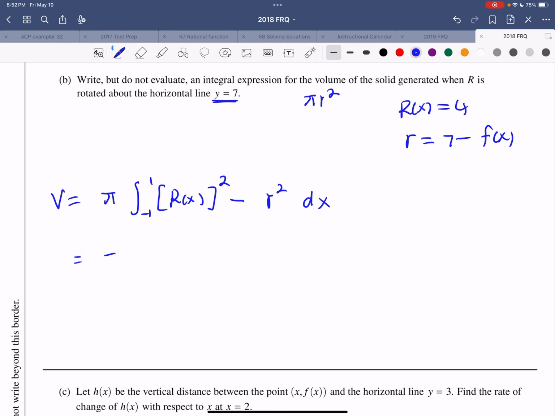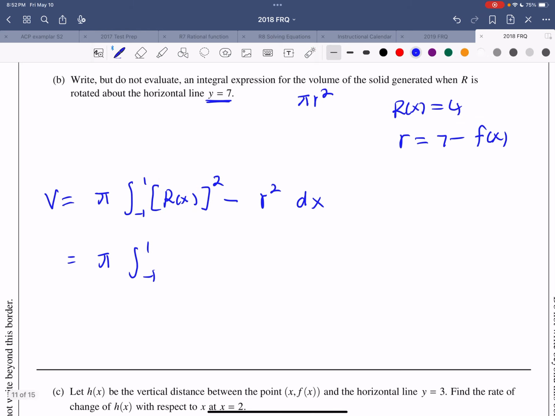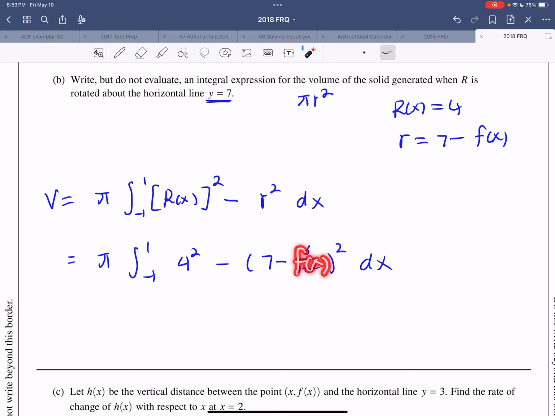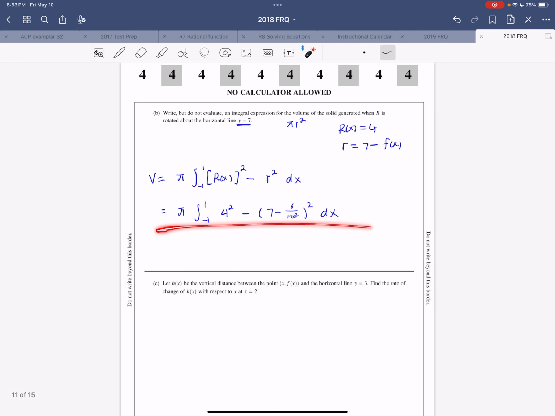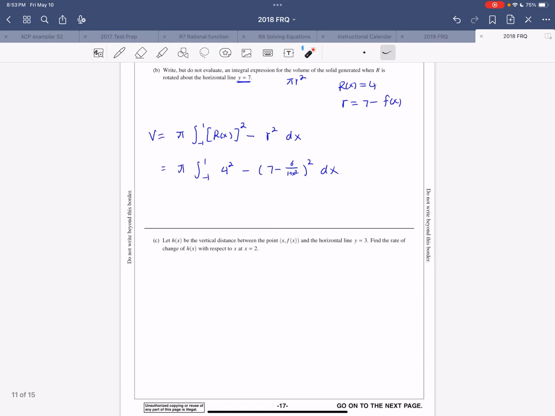Therefore, when you write it better, it's going to be the integral from -1 to 1. We already know what this is, which is 4, so I'm going to write 4 squared minus, we already know what the radius is, 7 minus f of x, 6 over 1 plus x squared, dx. That's it. Even if you write it as f of x, it's going to be fine, but I was just being nicer here. You don't have to evaluate it, so you just leave it like that. That's going to give you the answer.